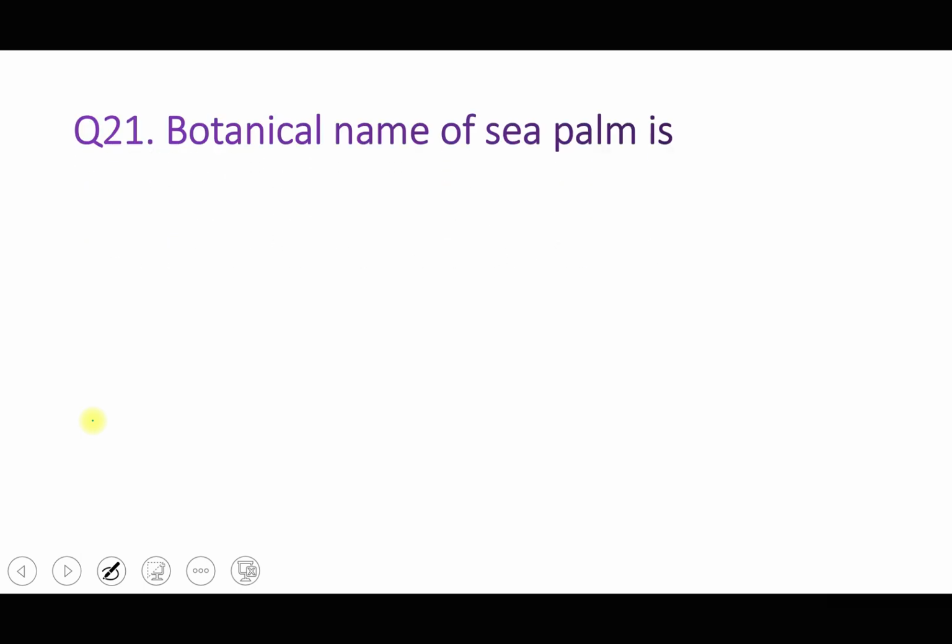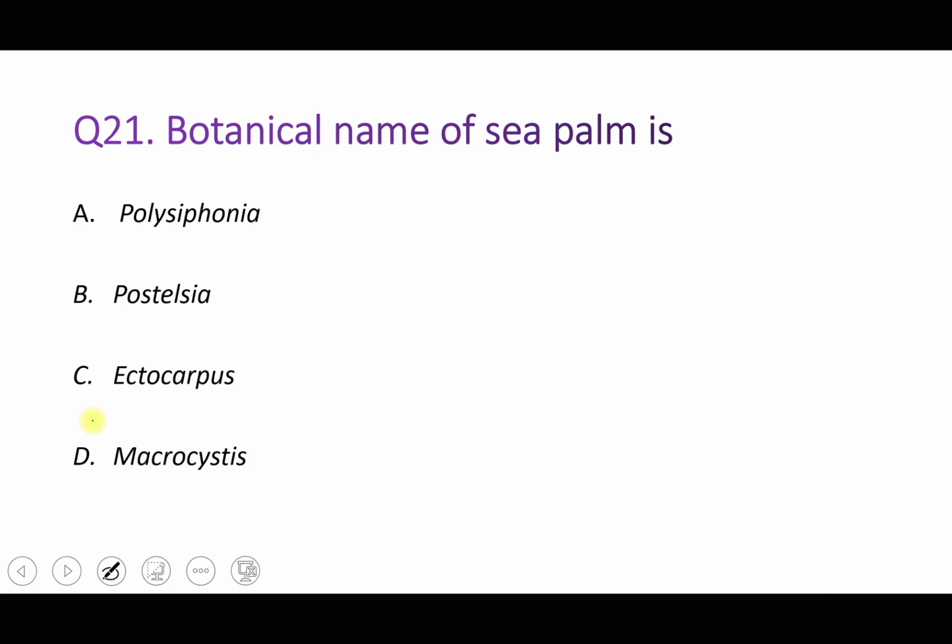Next question number 21. Botanical name of sea palm is. This is a very straightforward, very easy question. A. Polysiphonia, B. Postelsia, C. Ectocarpus, D. Macrocystis. The correct one is option B, which is Postelsia.